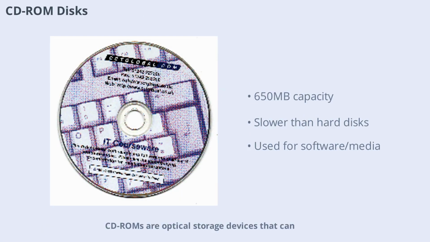CD-ROMs are optical storage devices that can hold around 650 megabytes of data or more. They are much slower than hard disks, with speed measured as a multiple of the original 1x specification. CD-ROMs are commonly used for distributing software, music, and multimedia content, offering a convenient way to share large files.